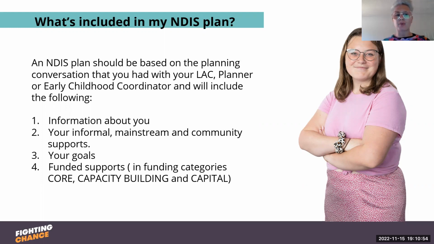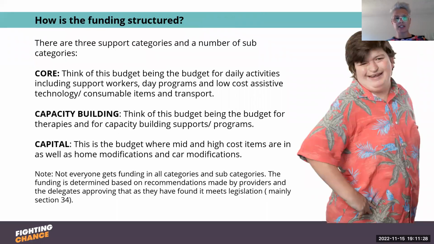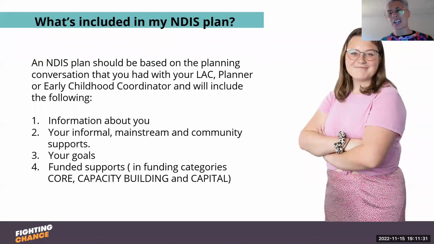And then you've got a breakdown of the funded supports in the funding categories. So you've got core first, then you've got capacity building, and then you've got capital. Not everyone gets funding in each category, but most of the time, I'm not saying all of the time, there's funding in core and capacity building, and there most definitely should always be funding in capacity building because it's a capacity building scheme. So we're going to go into what each of these categories mean in just a second in heaps more detail. You'll be sick of me saying these words.